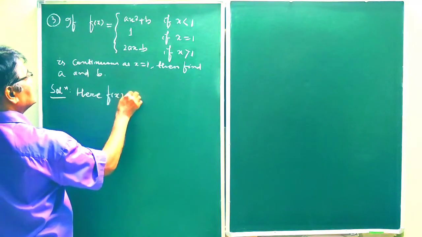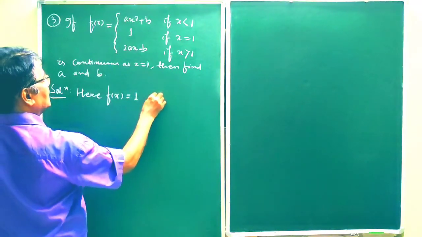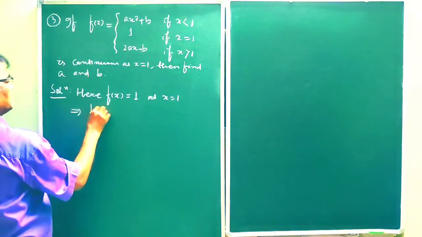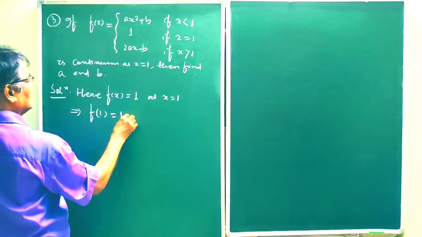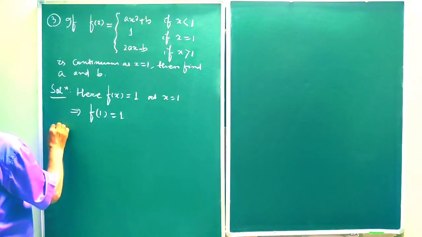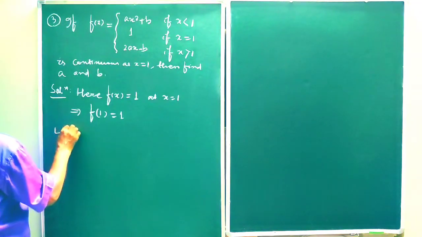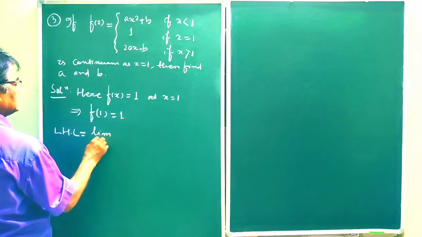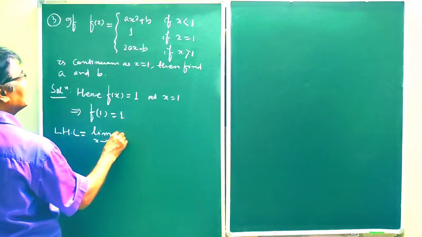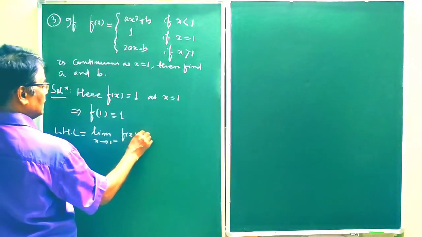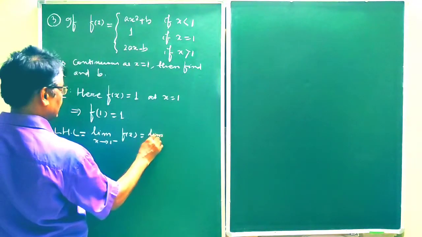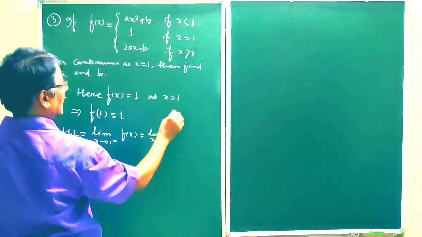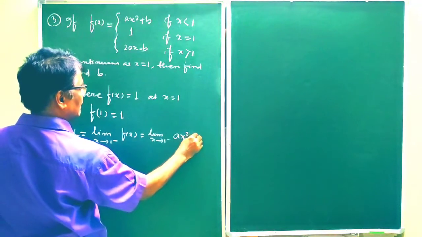Here f of x is equal to 1 at x is equal to 1. So this implies f of 1 is equal to 1. Now the left hand limit is equal to the limit as x tends to 1 minus of f of x, which is equal to the limit as x tends to 1 minus, x less than 1, of a x square plus b.